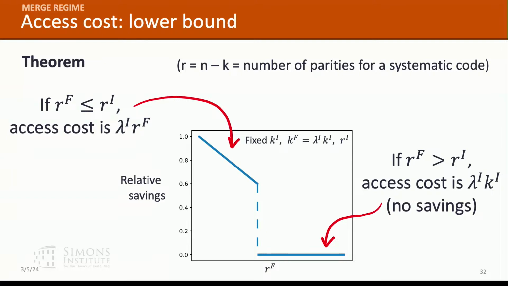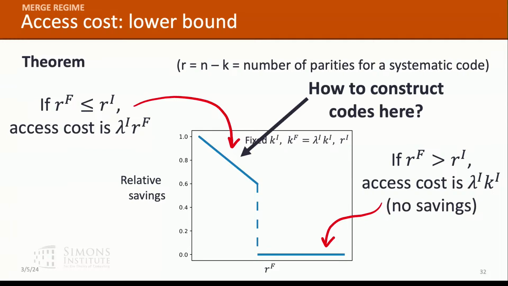So this is because intuitively, if RF is greater than RI, you have to create more parities, and the MDS property needs that new parity to be a function of all the message symbols. So you have to touch KI at least, otherwise you will not have the MDS property. But as we will see later, you can do much better in terms of bandwidth while still maintaining the MDS property. So now this is the regime where you can do better than the naive re-encoding.